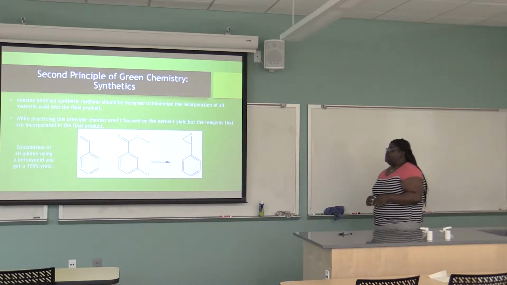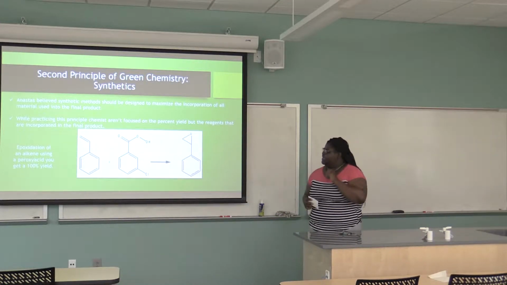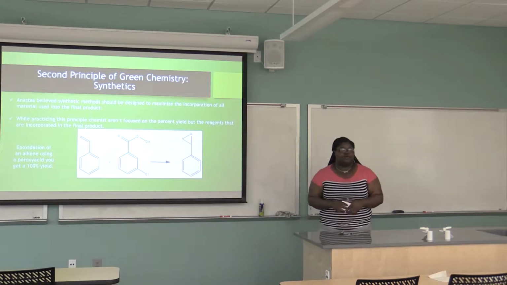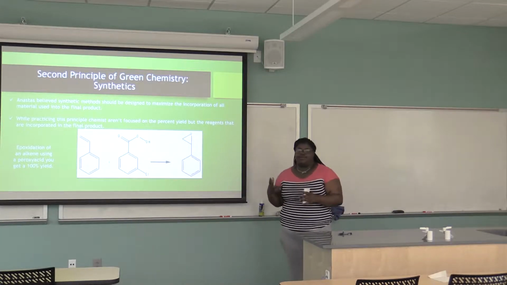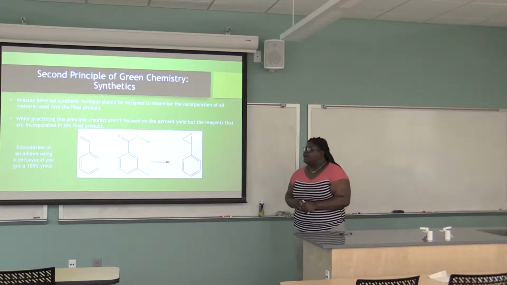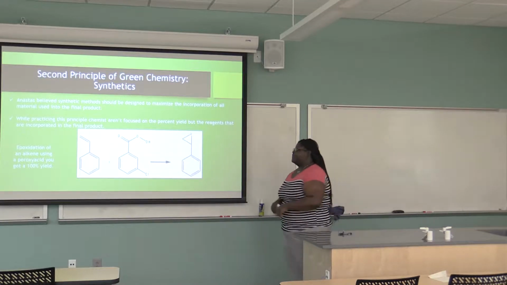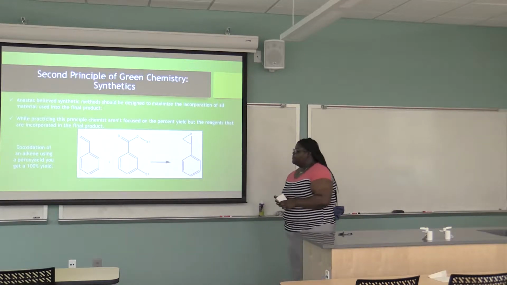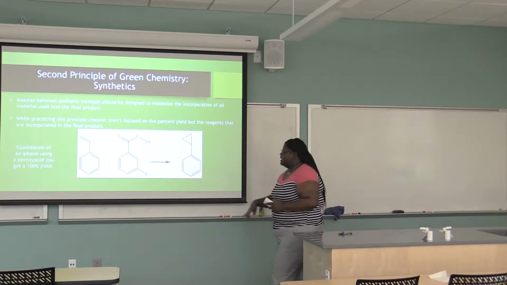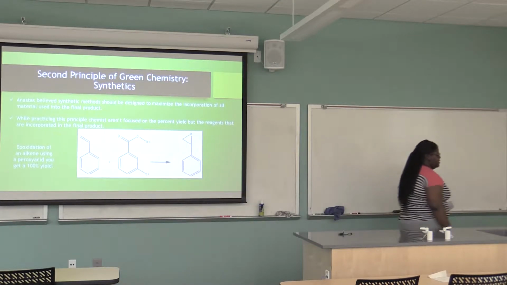The second principle of green chemistry is synthetics. And he believed that synthetic methods should be designed to maximize the incorporation of all material used. So with this principle, he wants us to go more towards 100% yield instead of having a 50% yield and not using up all the material during our experiment. And here, the peroxy acid and alkaline are used, and it generates 100% yield because everything is being used up in the end.